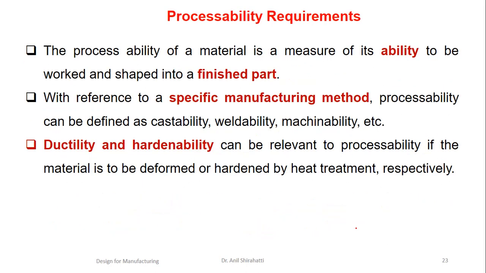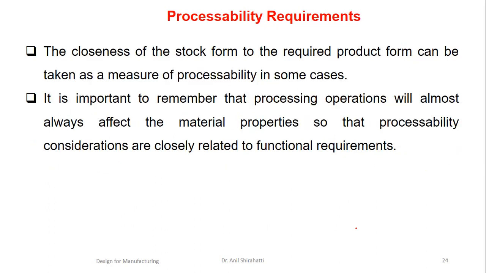Next is the processability requirement. Processability of a material is the measure of its ability to be worked and shaped into a finished part. With reference to a specific manufacturing method, processability can be defined as castability in case of casting, weldability in case of welding, and machinability in case of a machining process, etc. So ductility and hardenability can be relevant to processability if the material is to be deformed or hardened by a heat treatment process.